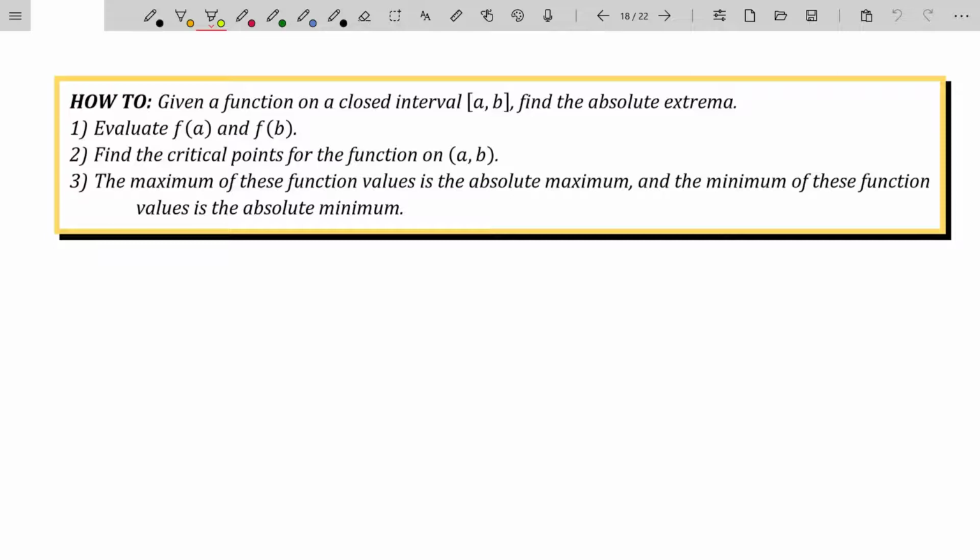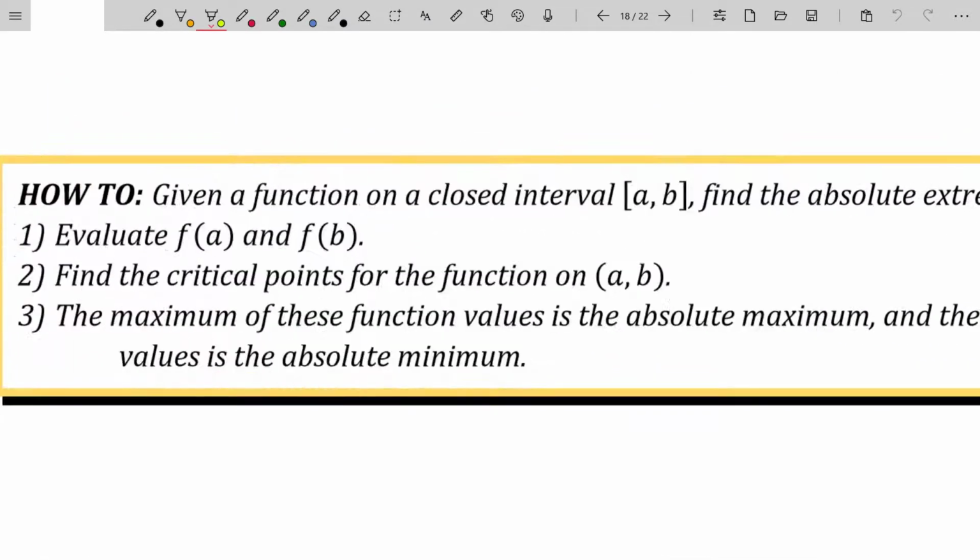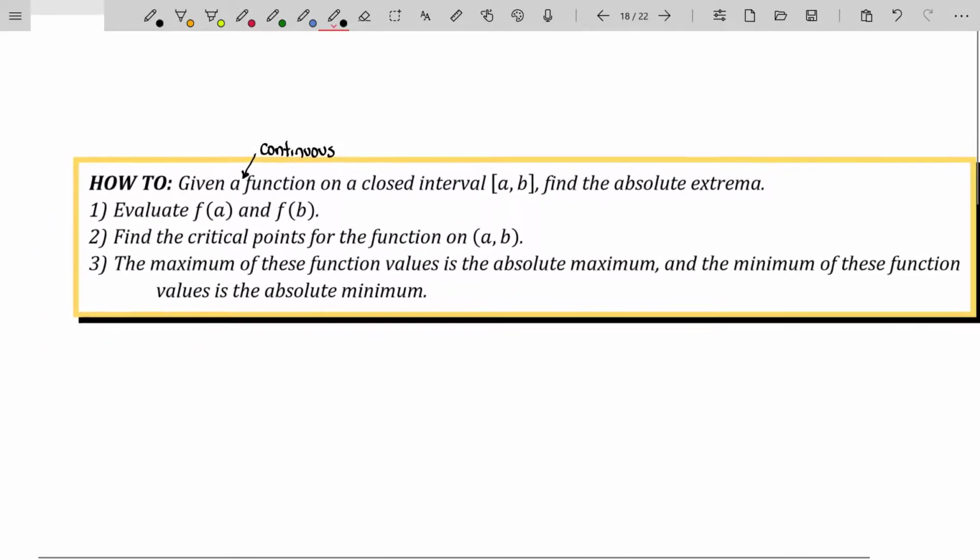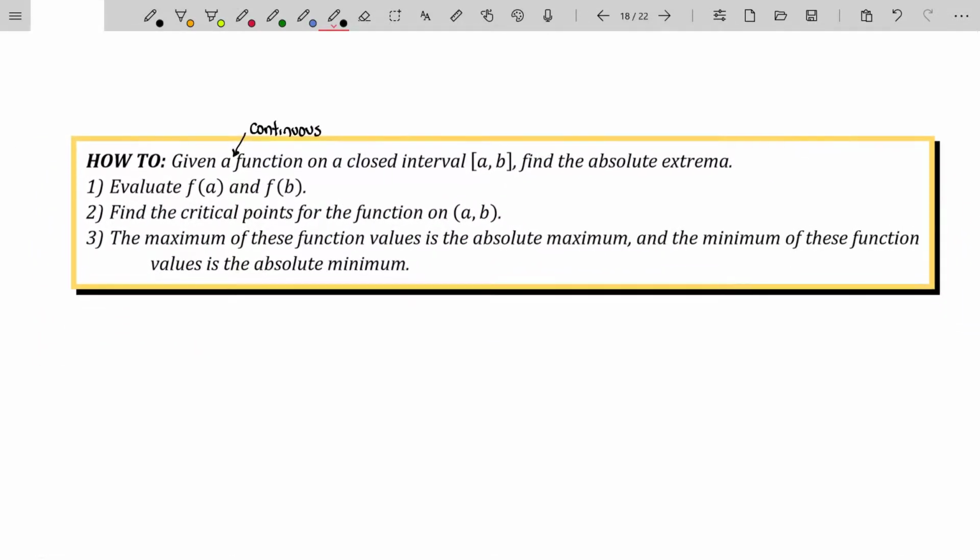But teaching something, I don't like to write down recipes. However, this is very traditionally done this way, even in calculus textbooks, so I might as well just do it. Given a function on a closed interval, and by the way, it should be a continuous function, I should say. So let me change that. Given a continuous function on a closed interval, find the absolute extrema. It has to be continuous because then we can use the extreme value theorem.